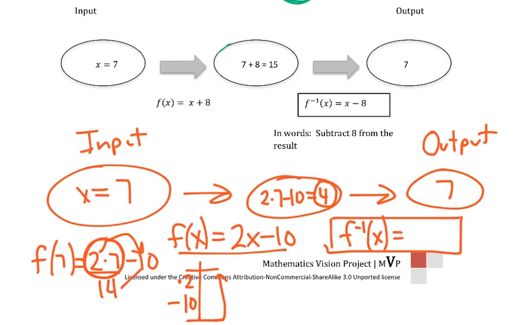We want to go in reverse order and do the opposite. So I want to add 10 first, and then divide by 2. I'd go 4 plus 10, divided by 2. So my function would be x plus 10, all of that divided by 2. If I put a 4 in there, 4 plus 10 would be 14, divided by 2 would give me 7. Hopefully that makes a little bit more sense as to what I expect from you.